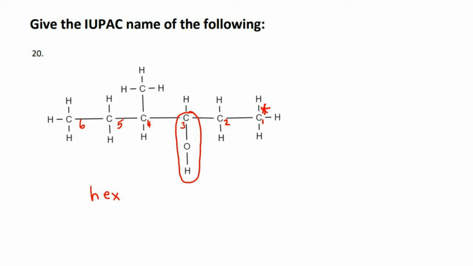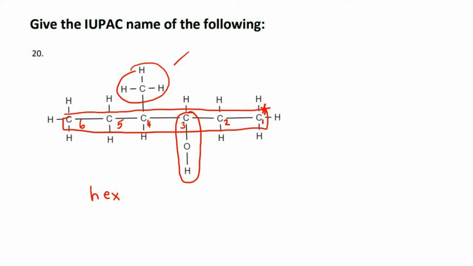Okay, so where are the branches? Well, this is a branch because here's the continuous chain, and everything that sticks out, that's a branch. So that's on carbon number 4. So we can say 4 hyphen. Now, how many carbons are in that branch? There's only one, so that's meth. So you're going to say methyl, like that. And then the functional group. So the functional group is on carbon number 3.